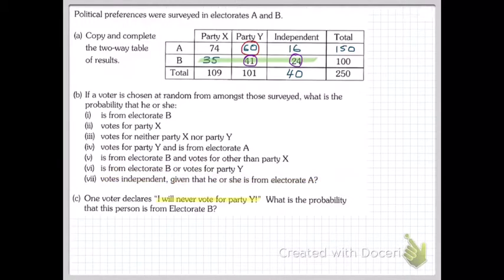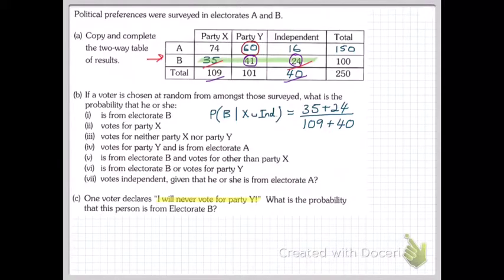In part C, it's a worded problem that does include the idea of conditional probability. This voter is declaring, "I will never vote for party Y," so we can assume that they either voted for party X or independent. So the notation would be finding the probability of someone being in electorate B given that they voted for X or independently. So we're interested in electorate B, and the number of people who voted for party X or independent is just 35 plus 24. And the total sample space, we know that they did not vote for party Y, so the total number of people it could be is 109 plus 40.